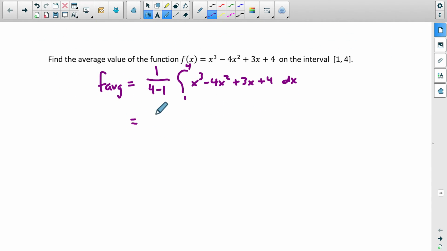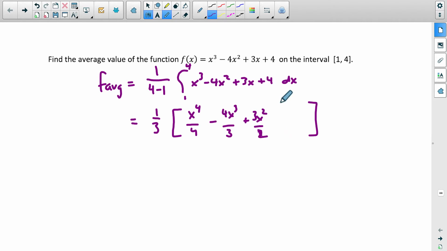We can simplify the front, so we get 1 over 3. Now we're going to take the integral here. So x cubed, we raise it up to 4 and divide by the same thing. 4x squared, we raise it up to 3 and divide by the same thing. 3x, we raise it up to 2 and divide by the same thing. And 4 becomes 4x. Lower bound is 1, upper bound is 4.